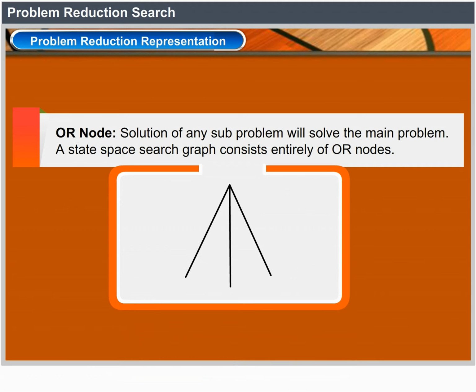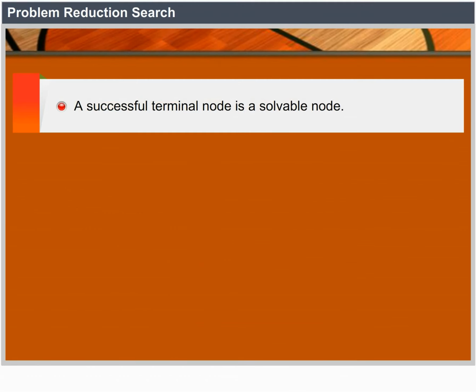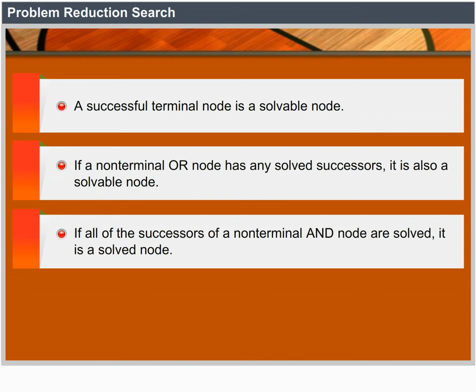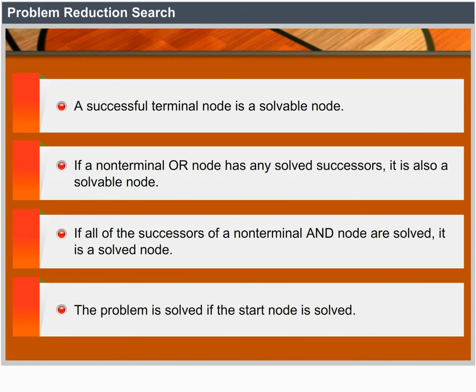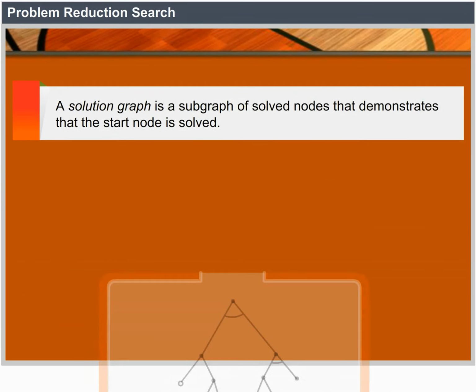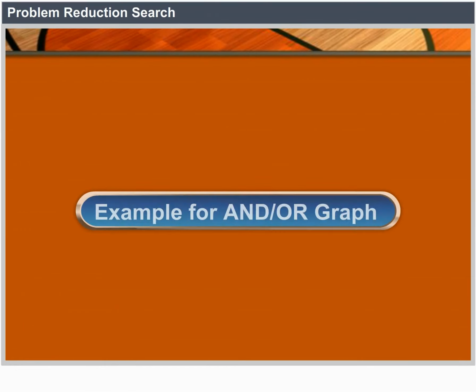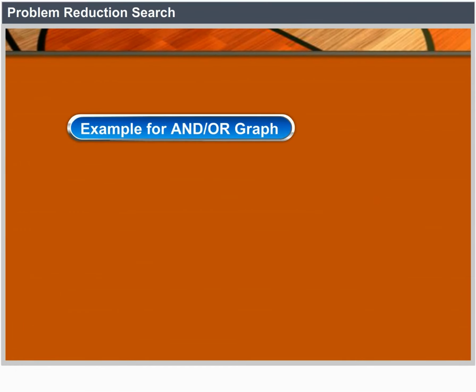A successful terminal node is a solvable node. If a non-terminal OR node has any solved successors, it is also a solvable node. If all the successors of a non-terminal AND node are solved, it is a solved node. The problem is solved if the start node is solved. A solution graph is a subgraph of solved nodes that demonstrates that the start node is solved. An example for an AND/OR graph is given here.